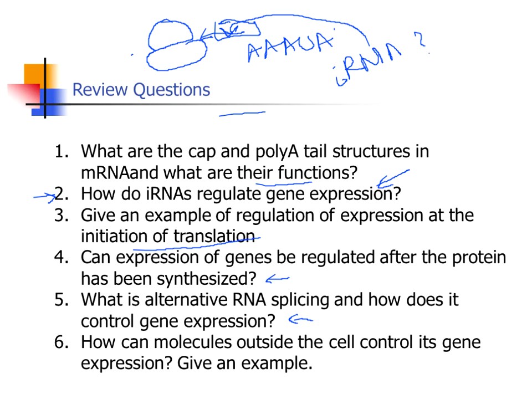So remember the introns and the exons. These are the introns, let's say, and the exons. You could have one exon not be included or another exon not be included. So you could get two different transcripts from the same gene, and therefore you could get two different proteins from the same gene.